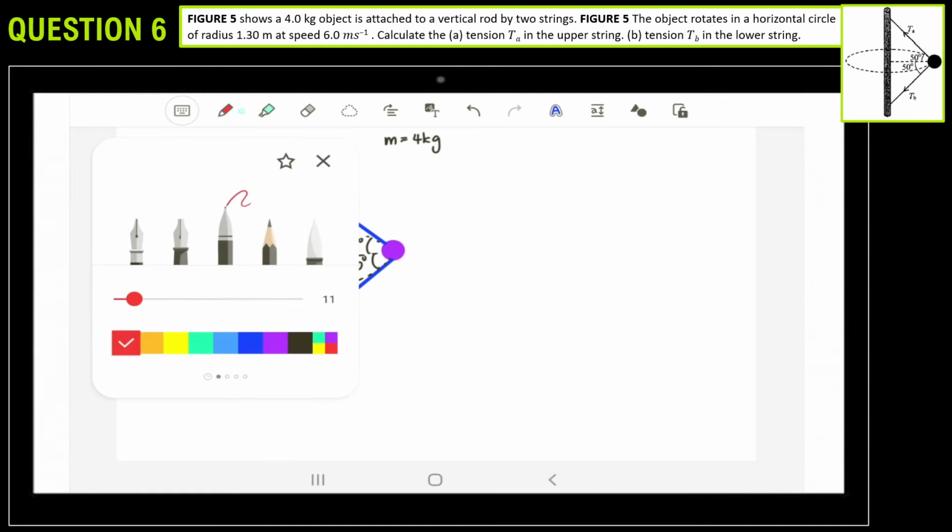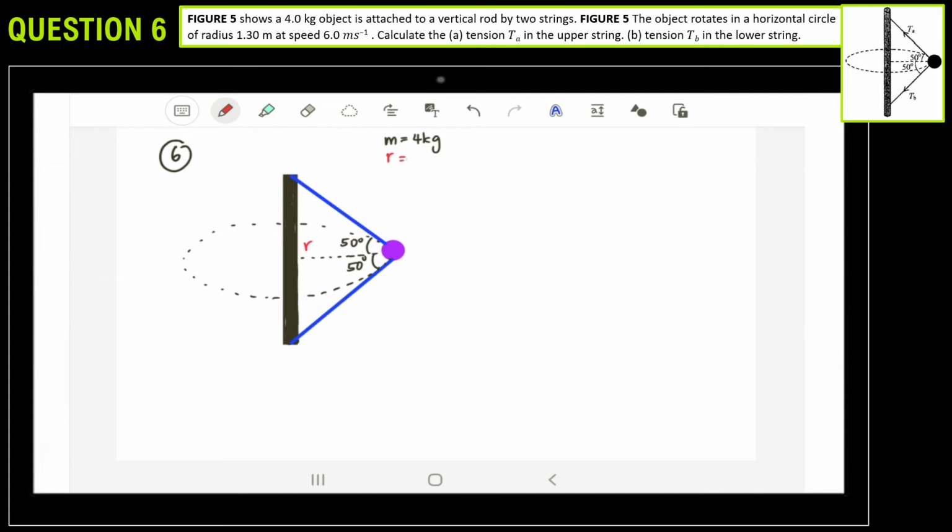with radius R, where R is equal to 1.3 meter, and at a speed V of 6 meter per second. Calculate the tension TA in the upper string and the tension TB in the lower string.